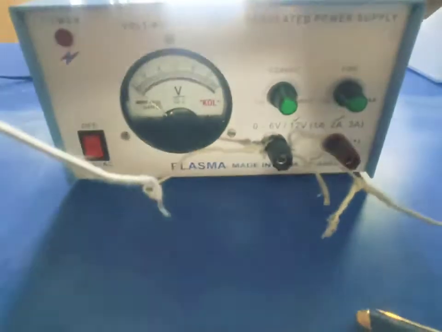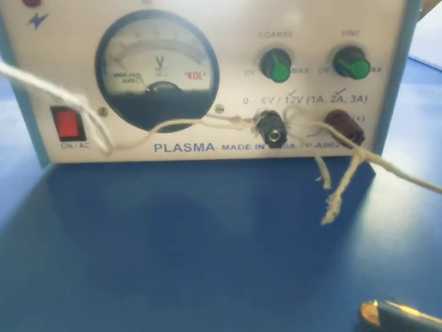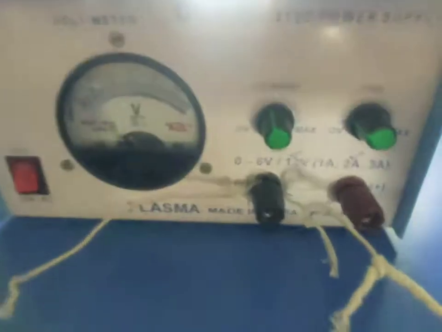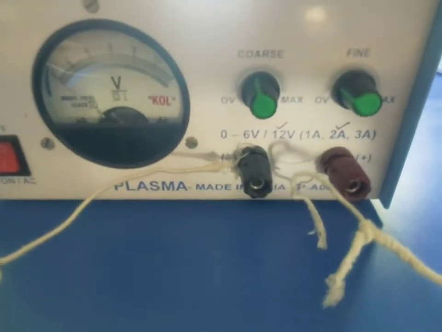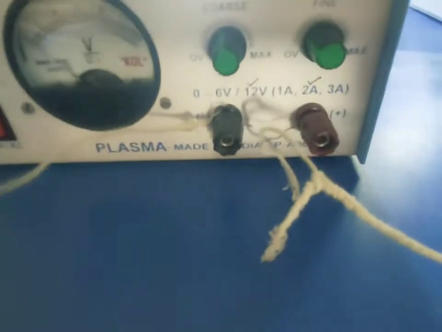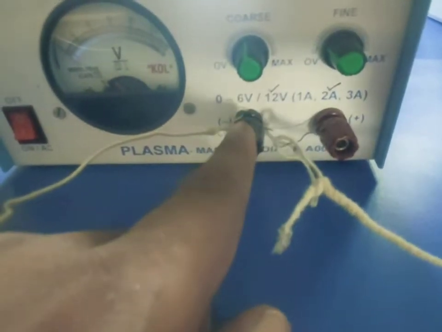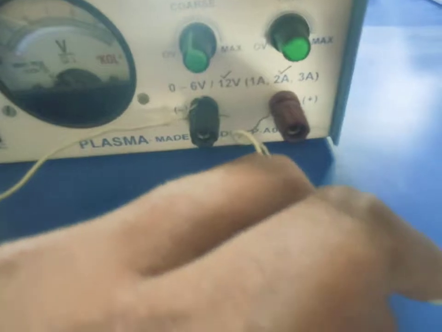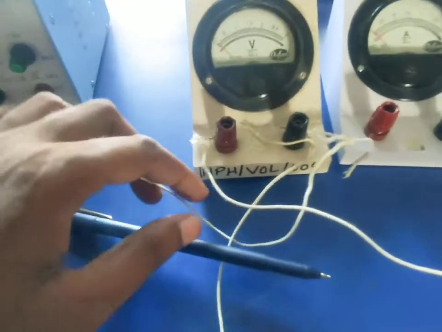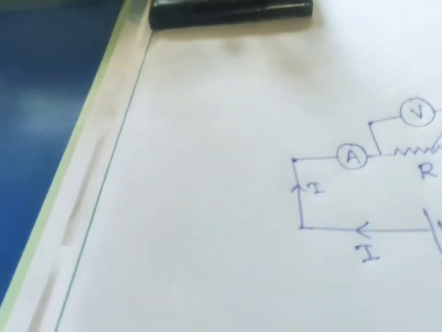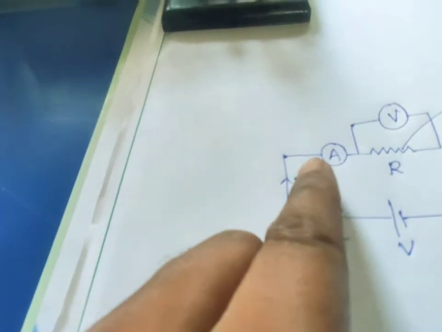I am showing you the circuit manually here. There is the voltage source, and the source is 0 to 6 volt. There are two knobs, one coarse and one fine adjustment, which is not needed for you. There is a positive end and a negative end; the red color is positive. Current will come from the positive end, so we connect the wire from the positive end to the positive end of the ammeter. So here you can see current is coming from the battery to the positive end of the ammeter.